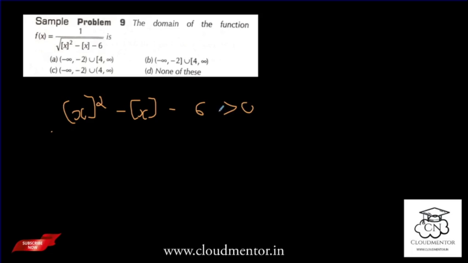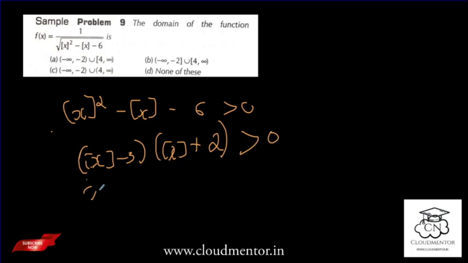So I can split it by factorizing. We get the greatest integer of x minus 3 times the greatest integer of x plus 2, which is greater than 0. So we can write here the greatest integer x is less than minus 2, and or the greatest integer x is greater than 3.